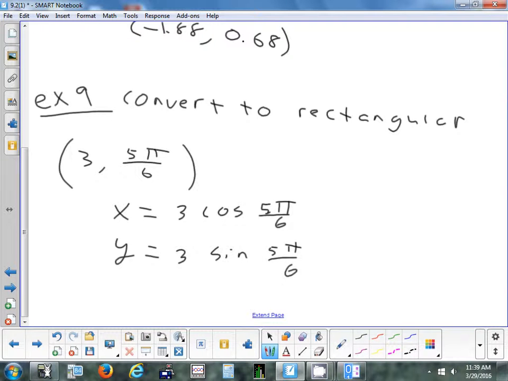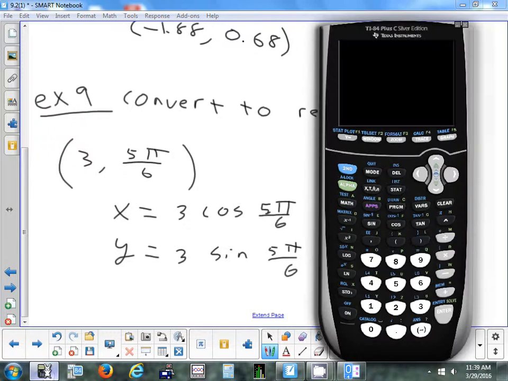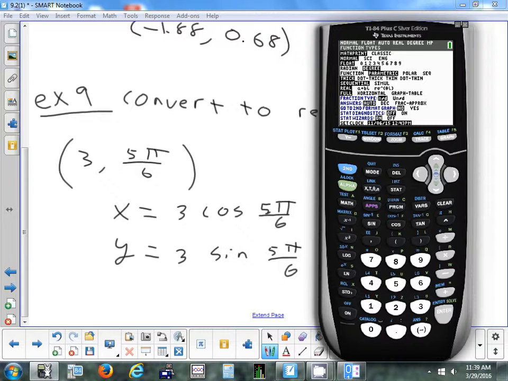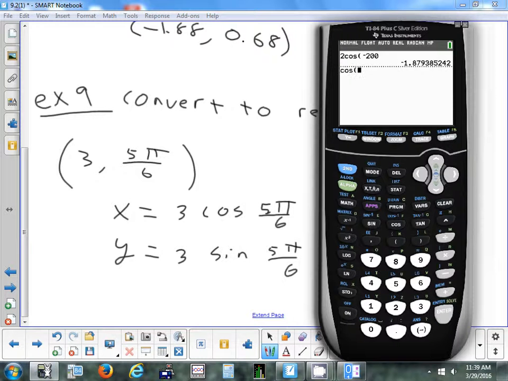Now, 5 pi over 6 is a multiple of pi over 6. Okay, so we should be able to get a nice answer for that. Maybe it has a square root of 3 in it, square root of 2. The last one, 200 degrees, is not a multiple of 30. It's not a multiple of 45, so you had to round it. Let's find cosine 5 pi over 6 first. Okay, and I'm going to switch back to radians. Just change it to degrees. Or I could change the degrees. Yep, either way.